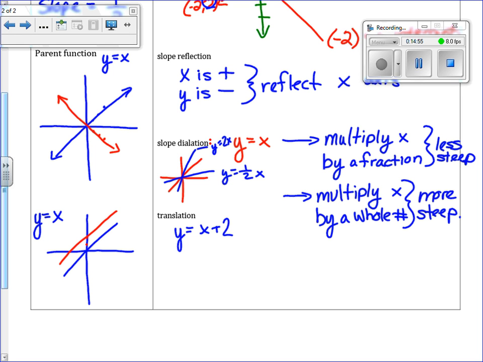If I said y equals x minus 3, now my y-intercept has moved down 1, 2, 3, and now my line is here. Okay, so those are some things that we want to think about when we're talking about our parent function, and some things dealing with reflection, dilation, and translation.